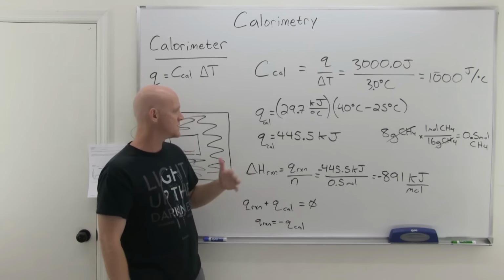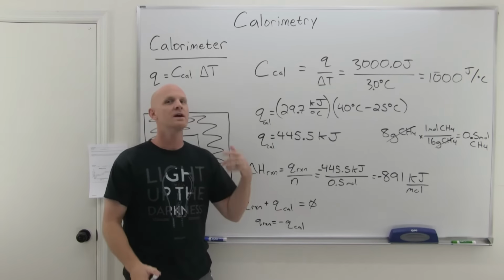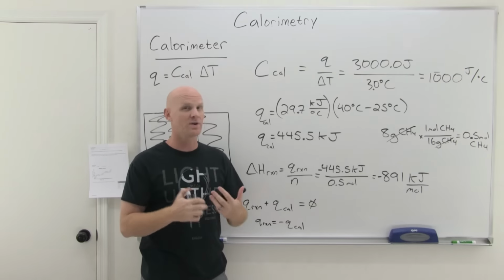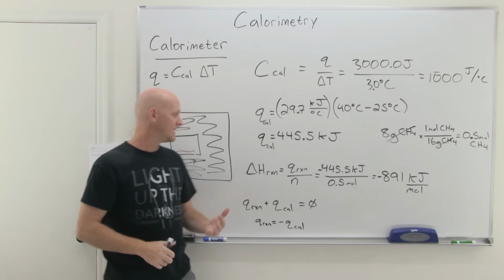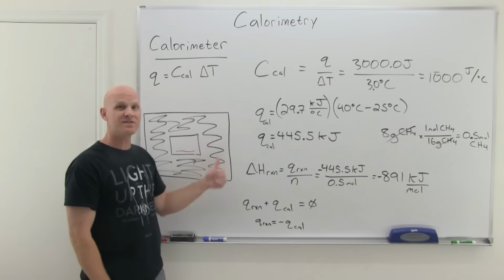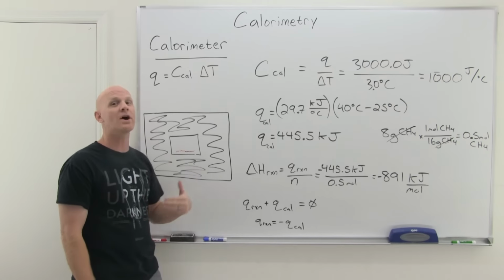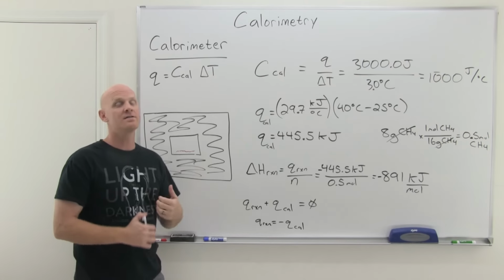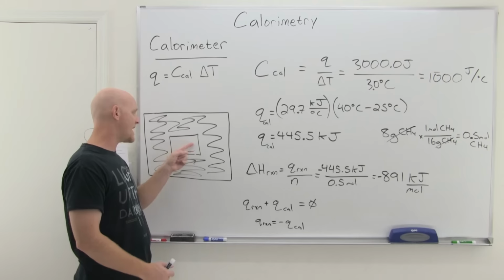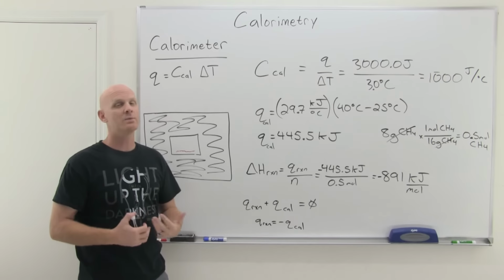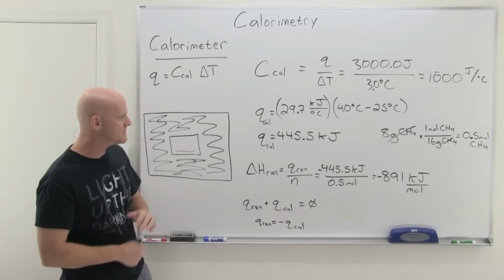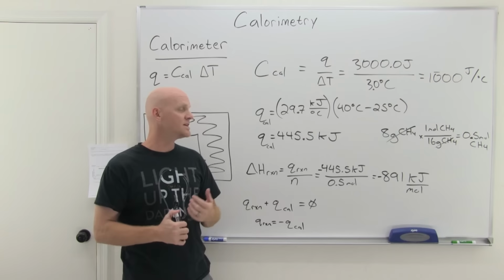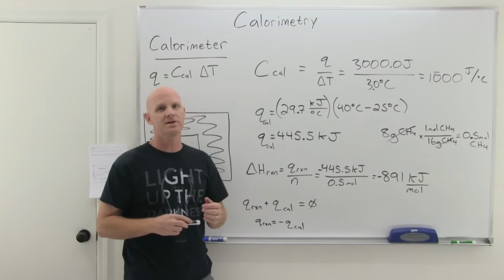And so when you calculate the Q of a calorimeter, just know that your Q of the reaction is the exact opposite value, or exact opposite sign, if you will. If your calorimeter is going up in temperature, it's gaining heat because your reaction was giving off heat and is exothermic. If your calorimeter goes down in temperature, therefore it was releasing heat, it's because the reaction inside was absorbing heat and was an endothermic reaction. So just keep that in mind. But there's our answer there: negative 891 kilojoules per mole of methane combusted.